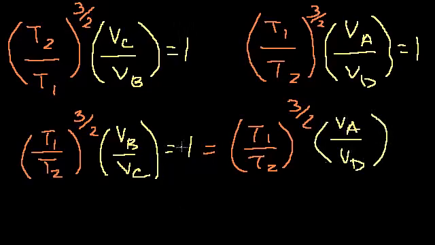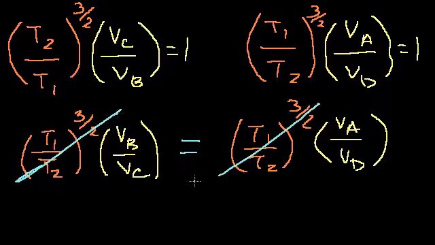Now, these things are equal to each other. We can get rid of the 1. Actually, let me erase some of this. I don't want to make it say not equal to. They're equal to each other. They both equal 1, so they both equal each other. Oh, this thing and this thing are the same thing. T1 over T2 to the 3/2, T1 over T2 to the 3/2. So let's just divide both sides by that. Those cancel out. And what are we left with?